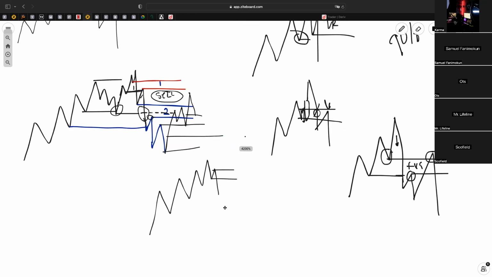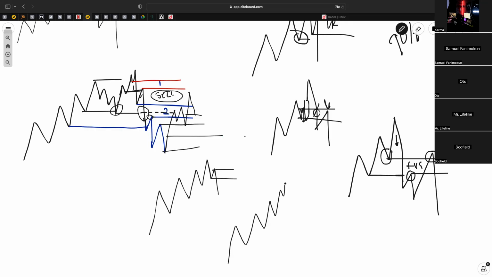Now, let me redraw it. We have a high, low, high, low, high, low, high. Then you now have something like this. Then you have your violation block. Sorry, high, low, high, low, high, low, high. Then you have something like this. Then the market did something like this. I'm trying to get the drawing. This is the overall demand. The market comes from here, pulls back inside, then sells off.